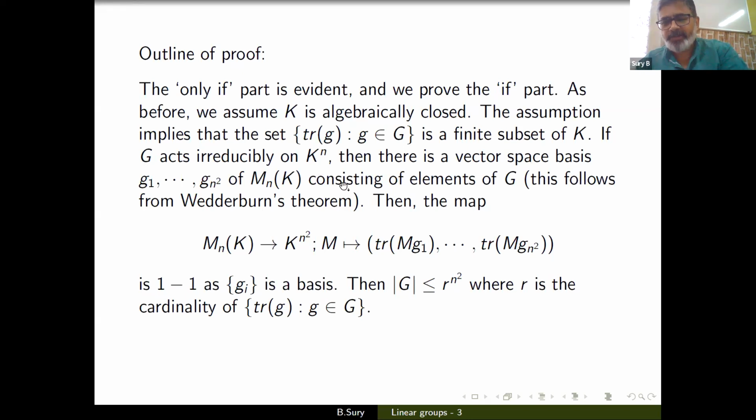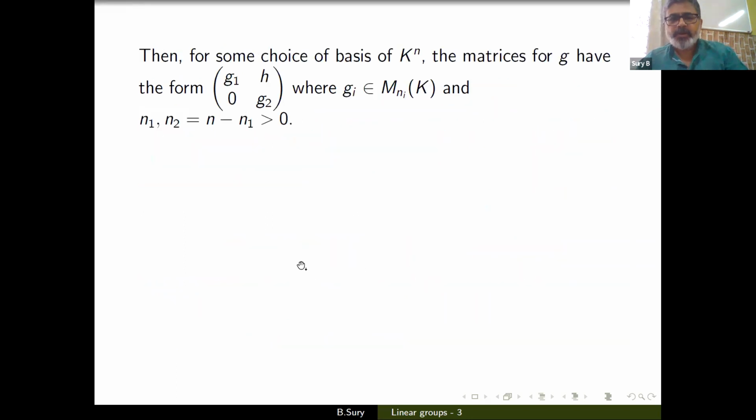But if it is not irreducible, what happens? That's why I'm assuming that the action is not irreducible. When the action of G on K power n is not irreducible, there is a proper subspace which is invariant. So let's say some subspace W of dimension M is invariant, left invariant by the group. I extend the basis of that space to a basis of the full space K power n.